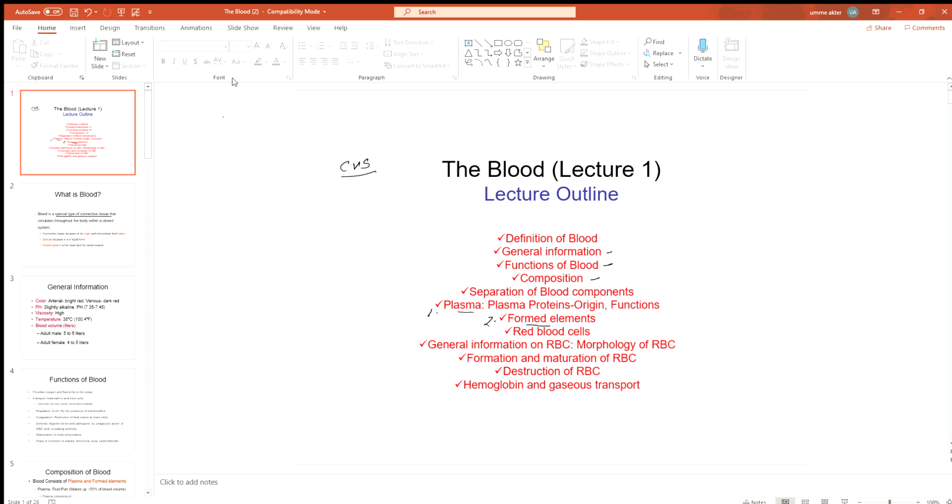Plasma is the liquid part and formed elements are the blood cells. We'll talk about the red blood cells, white blood cells, and platelets. Those are three types of blood cells. Today we will talk about the red blood cells and plasma.